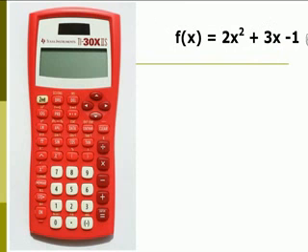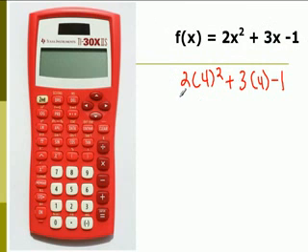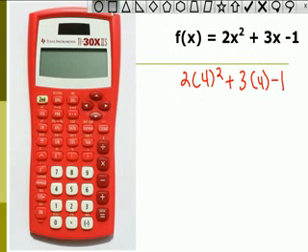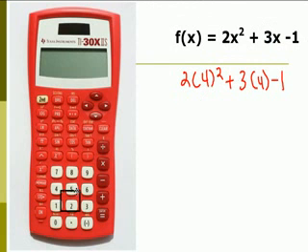Alright, so I'm going to rewrite this so we can see it on this side. x equals 4, so it would be 2 times 4 squared plus 3 times 4 minus 1. So on your calculator, you are going to type in 2, and then parenthesis 4 parenthesis, caret, the caret symbol is the exponent symbol, caret 2, plus 3 parenthesis 4 parenthesis minus 1.